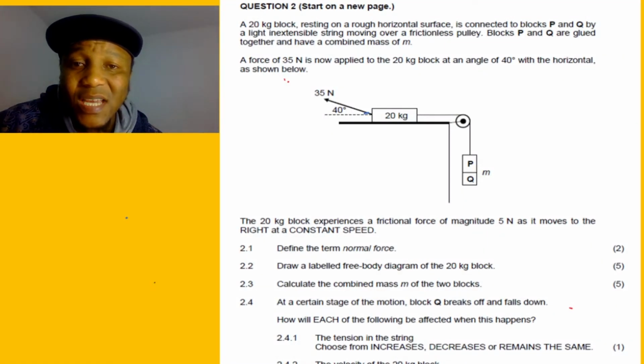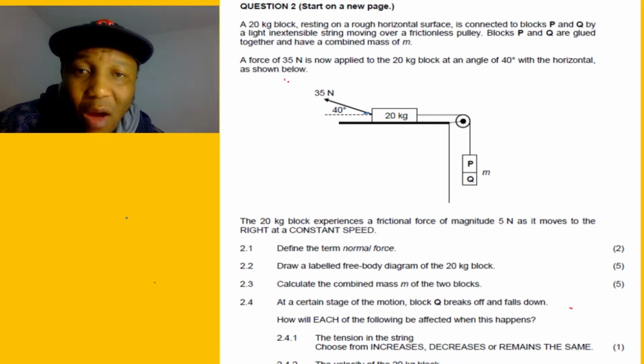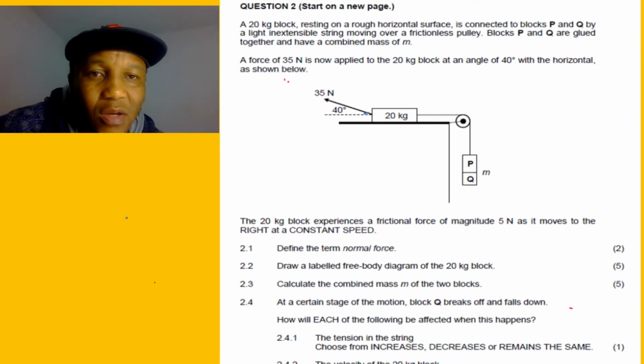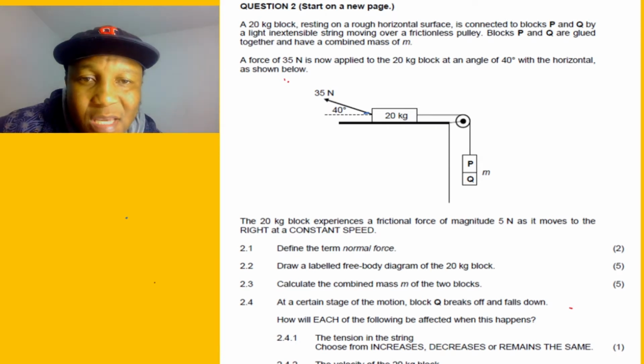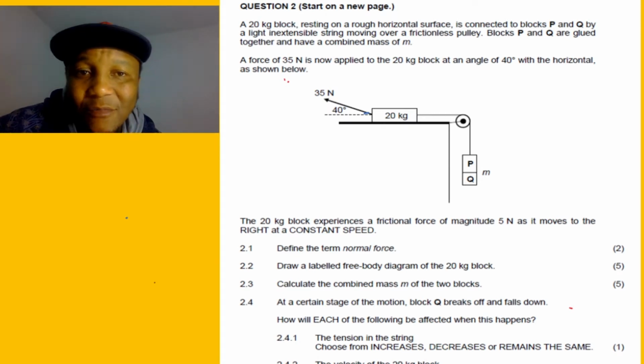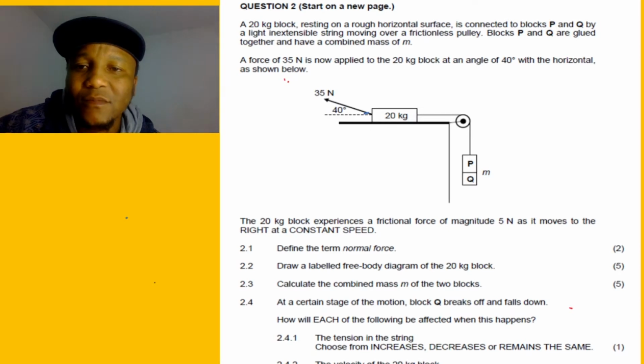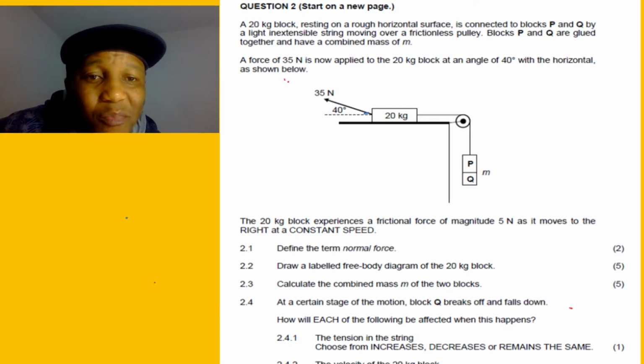So we have a question here. They say a 20 kilogram block is resting on a rough horizontal surface. See, this surface is like a table here. They say this is rough. What does that mean? If this is rough, it means there's a friction force. We're going to see now if we have one, or we're going to calculate it. This is connected to the block P.